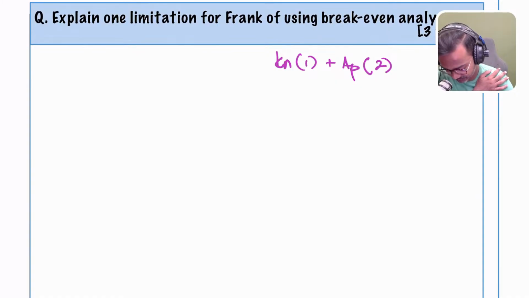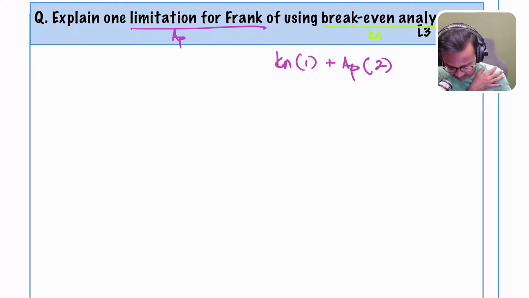and the question is asking us to explain one limitation for Frank of using break-even analysis. Okay, so what we have to talk about in terms of knowledge, obviously, is break-even, and we got to show how Frank is sort of limited by the way break-even analysis works. So what can he not do with the financial, or what are the things that break-even analysis will not be able to answer?